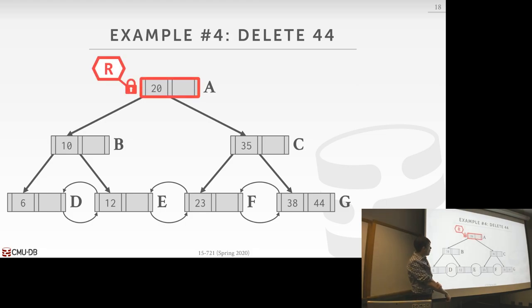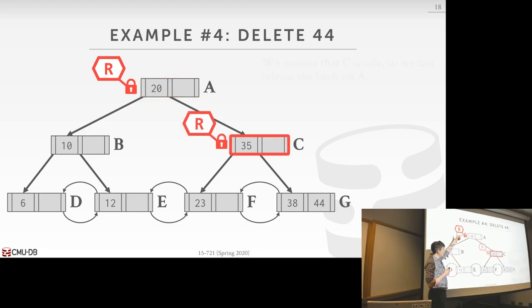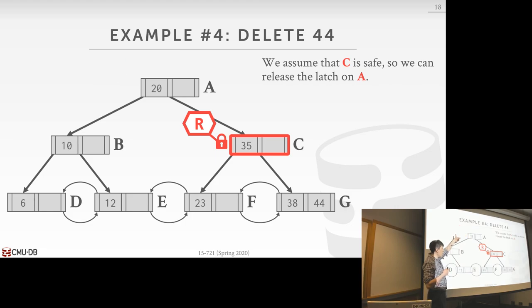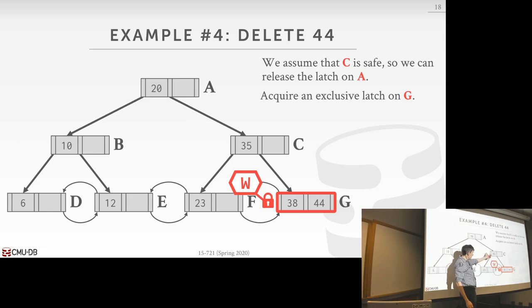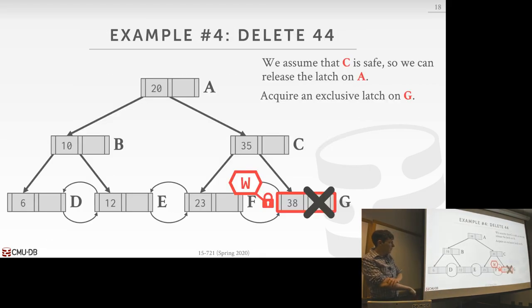So I'm going to delete 44. Again, under the optimistic approach, I take a read latch. At this point I don't go back to the root, so it's okay to release the latch on A. Now I get here, and then I can release the latch on C, because my assumption that I was not going to have to do a merge when I do my delete was correct, so I can go ahead and just do the delete. So instead of taking write latches all the way down, I took read latches. Right? And then you do the same thing for the insert.